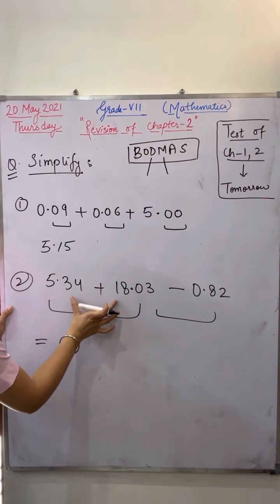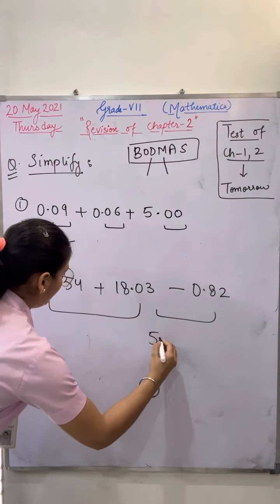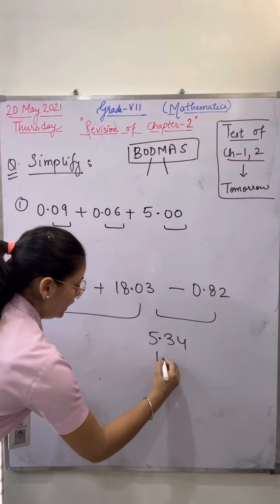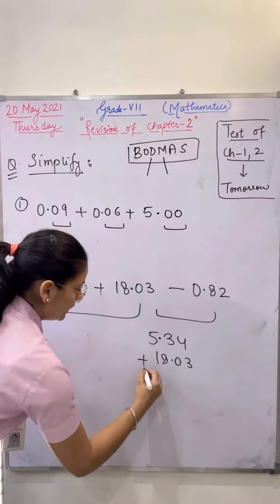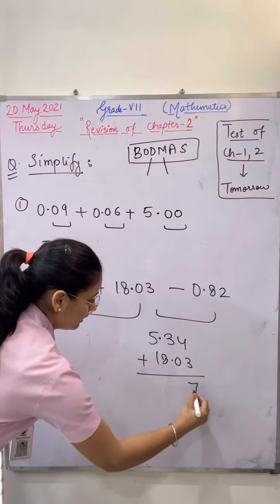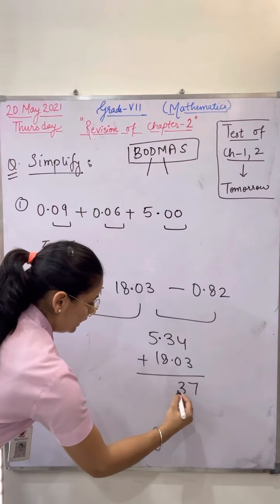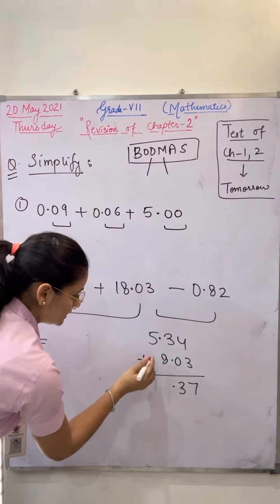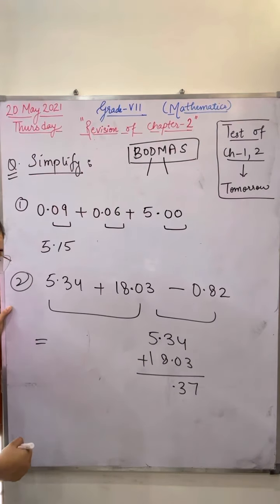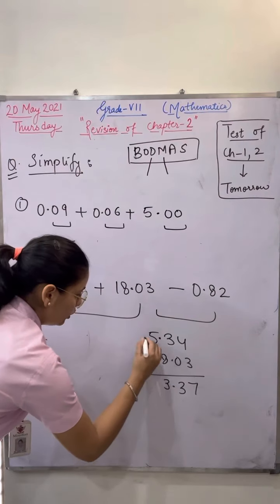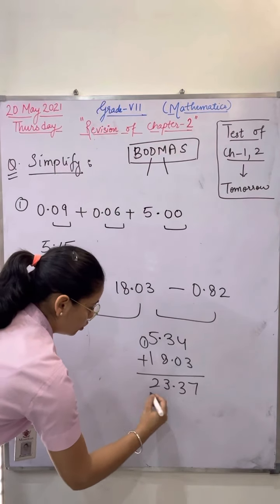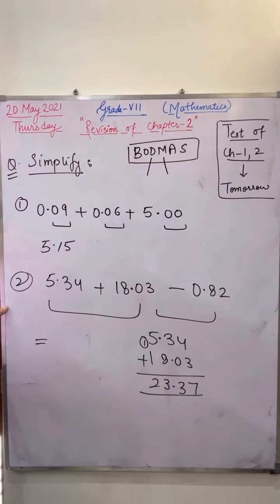Now, you have to add these two decimals: 5.34 and 18.03. Add. Okay, 4 plus 3, 7. 3 plus 0, 3. 8 plus 5, that is 13. Okay, 1 will go there and 1, this is 2. Okay, 23.37.